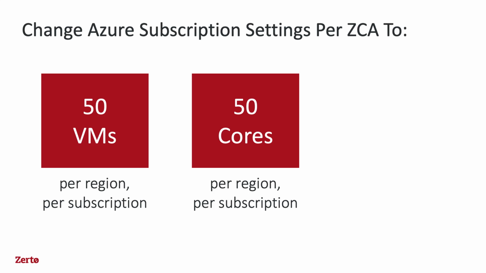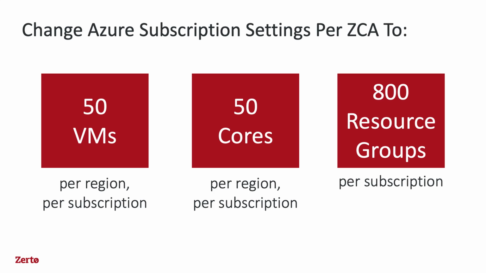Zerto will use these as workers to optimize replication and recovery operations. Set the default number of resource groups per subscription to 800. Zerto recommends changing the Azure defaults prior to setting up protection of your data.